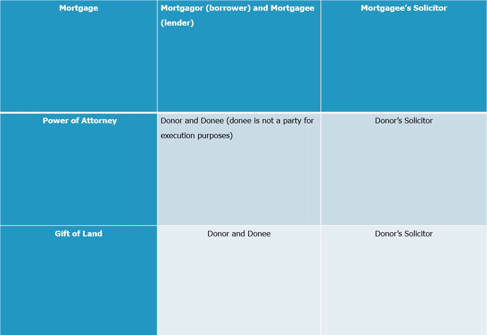Power of attorney, parties are the donor and donee. The donor's solicitor prepares the legal document. For gift of land, parties are the donor and donee. The donor's solicitor prepares the legal documents.